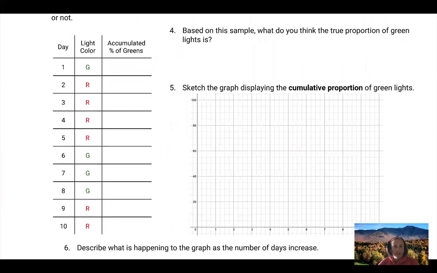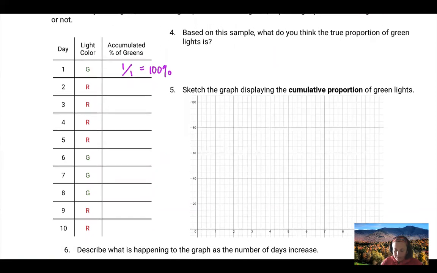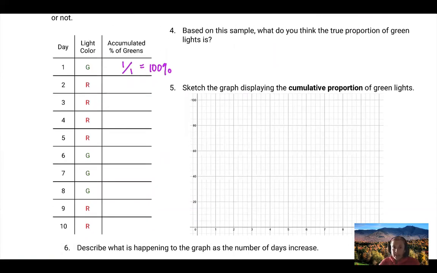On day 1, the light was green. Day 2, the light was red. Day 3, the light was red, and so on. When we want to calculate the probabilities for this, on day 1, if we had stopped collecting the data, we would say out of the one time that we collected data, the light was green one time, giving us a percent of 100%. At the same time, I can graph this and look at what it looks like. So on day 1, I had 100% green lights.